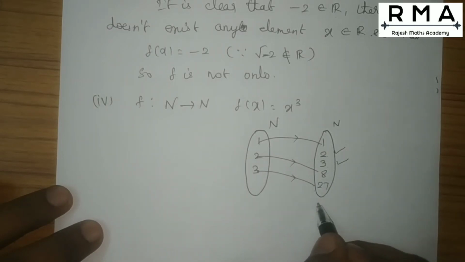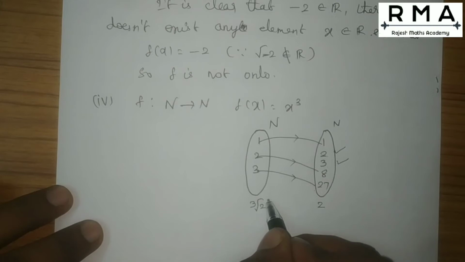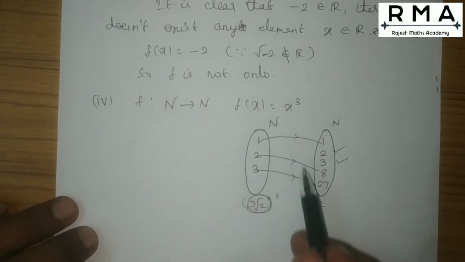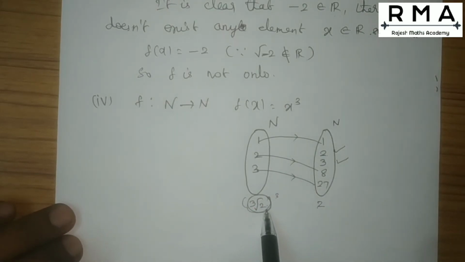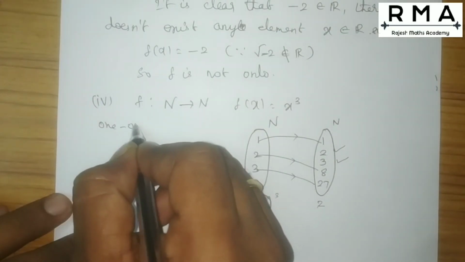If I want to map 2, I need to take the cube root of 2, because the cube of the cube root of 2 is 2, so I can map 2. But this cube root of 2 is not available in the natural number set. So clearly I can say that it is not onto. So I will prove 1-1 now.